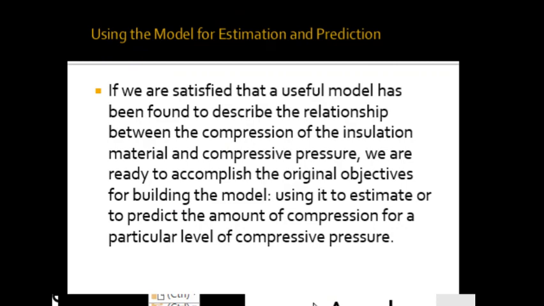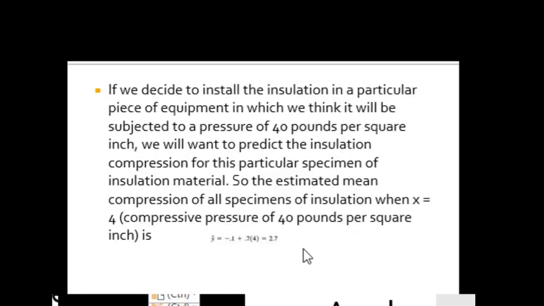So now, based on what we have done so far, beta 1 is significant, R squared is pretty high, and all the assumptions are met, so we are satisfied that this model describes the relation between the compression of the insulation material and the pressure. So now we are ready to use this model to predict the amount of compression for a particular level of pressure. Okay, so let's say we want to install the insulation in a particular piece of equipment, and we think the pressure will be 40 pounds per square inch. Remember, it was times 10 in our original data.